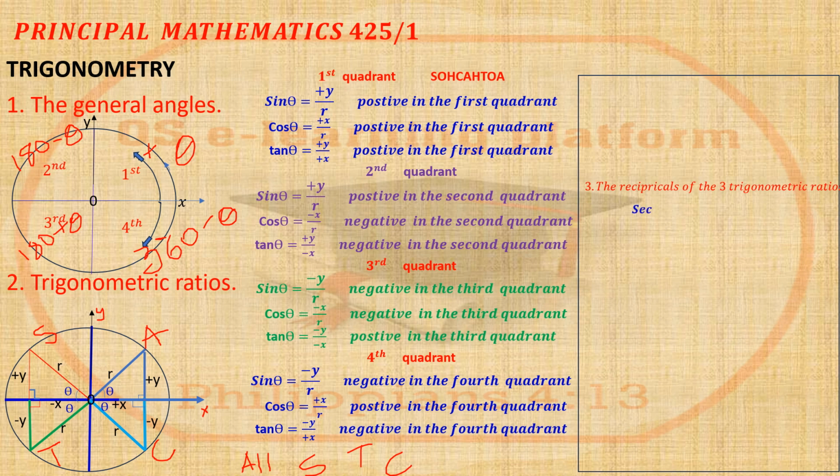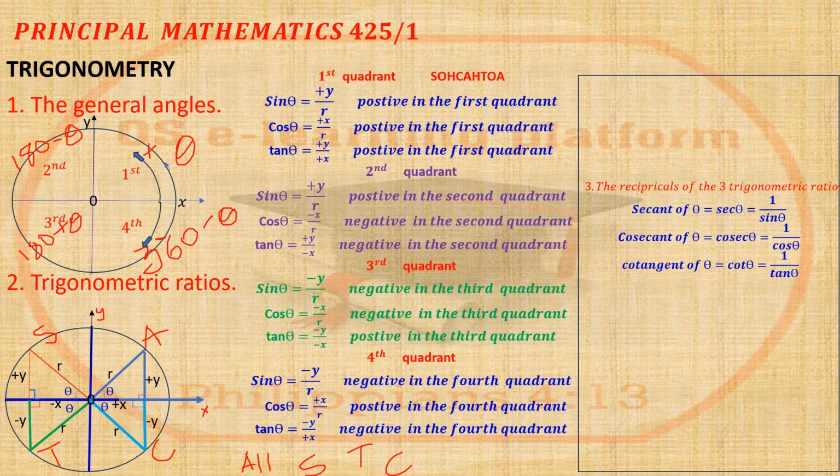If I want the reciprocals, I will just get the cosecant of theta, which is cosec theta, defined as 1 over sine theta. Secant of theta, that is the reciprocal of cos theta. And lastly, cotangent of theta, which is also written as cot theta, defined as 1 over tan theta.